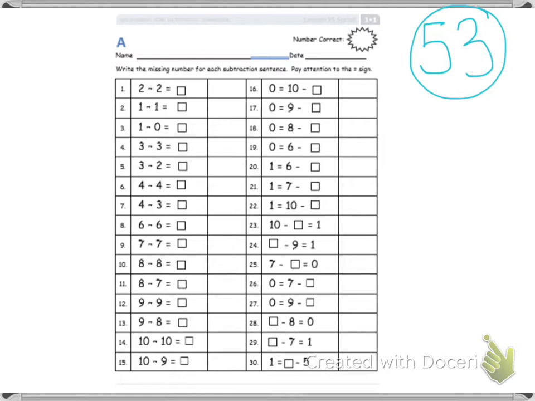Because all of these in this column are good, but then whenever you go to this next column over here, they start kind of becoming backwards. So make sure you're paying attention, okay? Remember, these are subtraction. That means you're taking away, okay? So now, put your pencil in the air once you get to page 53. All right, 1 minute. Ready, get set, and go.